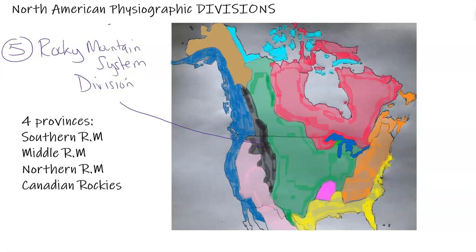It has four main provinces: the Southern Rocky Mountains, around here at the bottom, the Middle Rocky Mountains and the Northern Rocky Mountains. All of these are in the USA. And then the Canadian Rockies are in Canada, a large extension north up towards British Columbia. These have no real sections; they're just their own provinces, not divided into anything smaller. But the Southern Rocky Mountains have the highest elevations, over 14,000 feet.